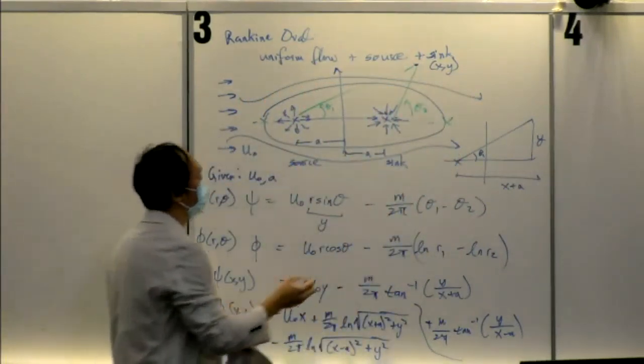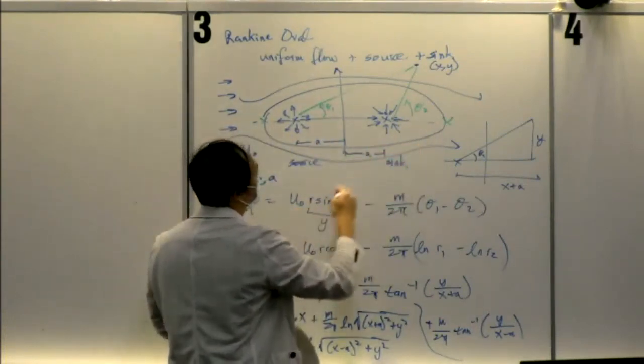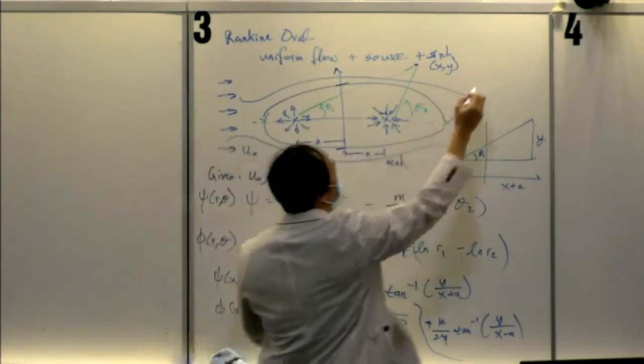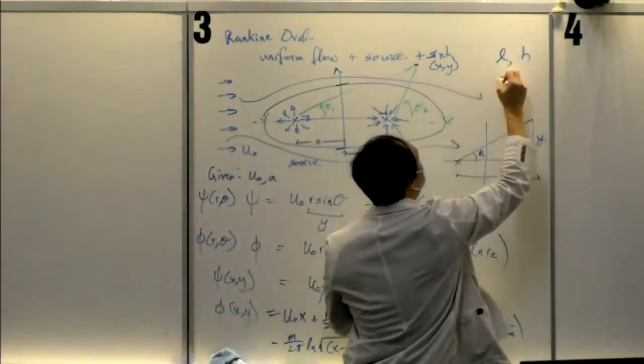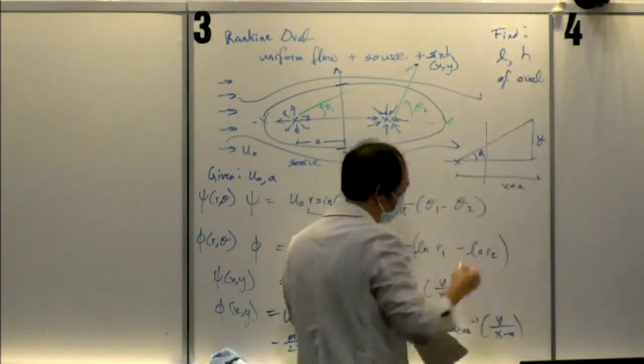So the two things you can calculate are the length, the width of the stagnation points, L, and the height of this thing, L and H of the oval. I would say do that for practice.